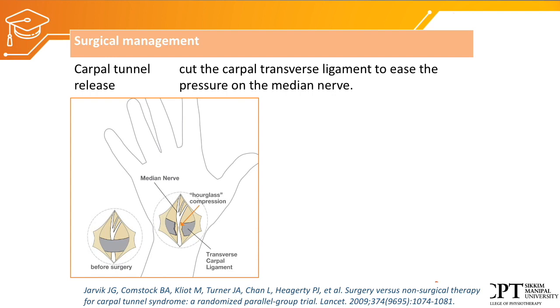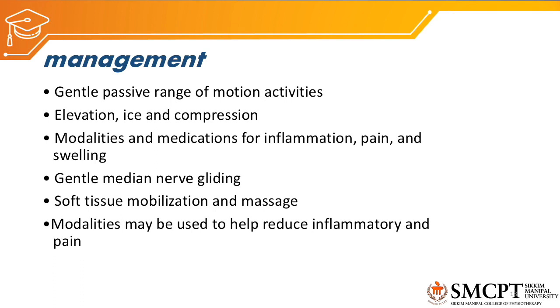This type of surgical procedure has shown positive results if the conservative management fails. Other common managements for median nerve injury can be gentle passive range of motion activities to prevent any stiffness. Icing and compression can reduce swelling and inflammation. Modalities and medications for inflammation, pain, and swelling can be administered. Gentle median nerve gliding, which we have already discussed. Soft tissue mobilization and massage can help reduce fibrosis between the muscle and the nerve.